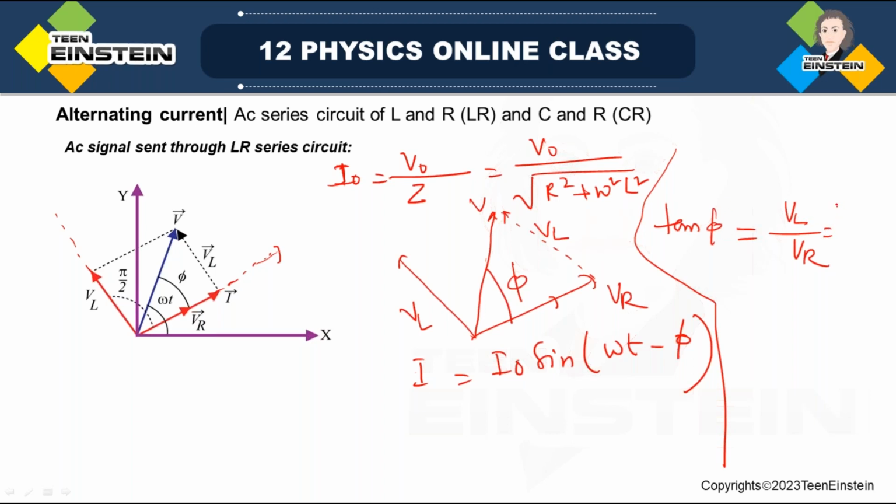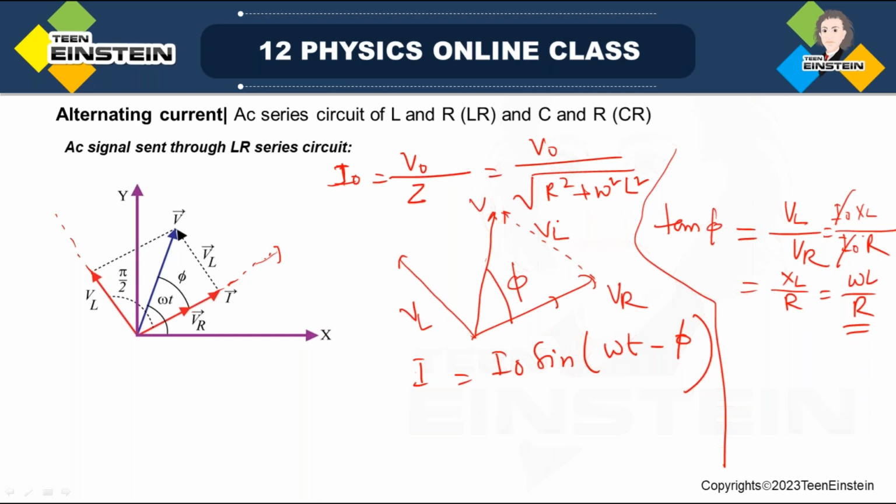So this can be again reduced: I0 XL by I0 R. This I0 gets cancelled, then XL by R. We can write directly XL by R, and XL by R means omega L by R. So this is what we can see.